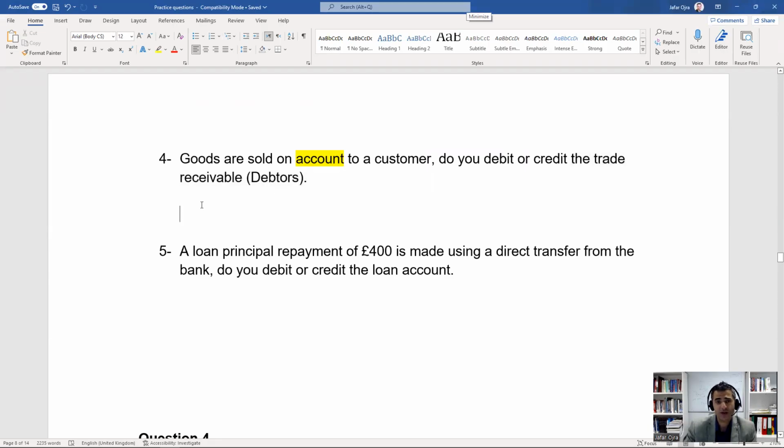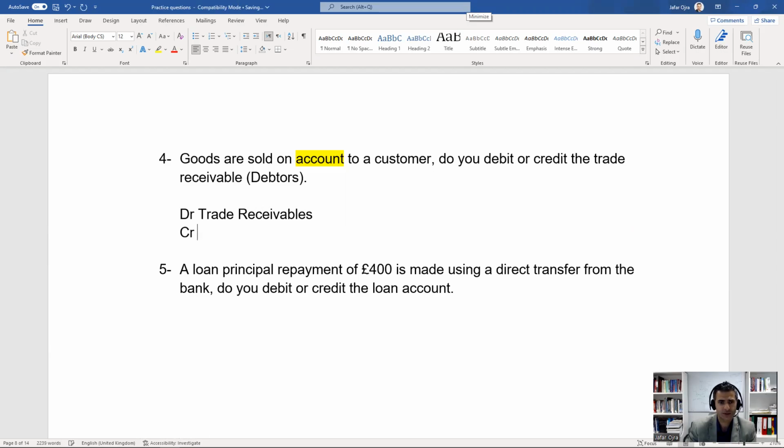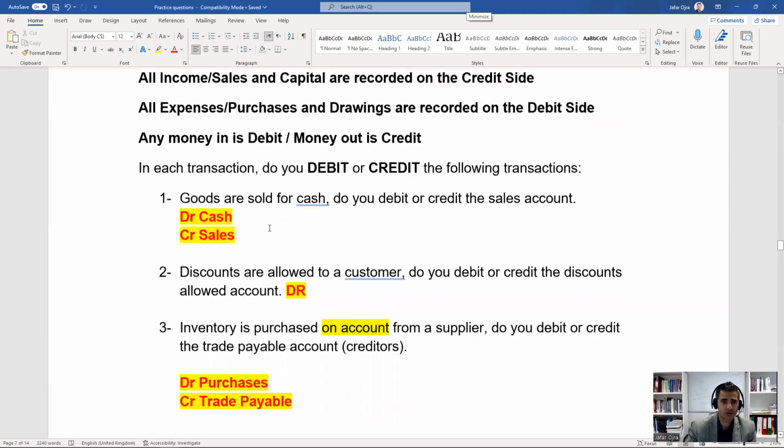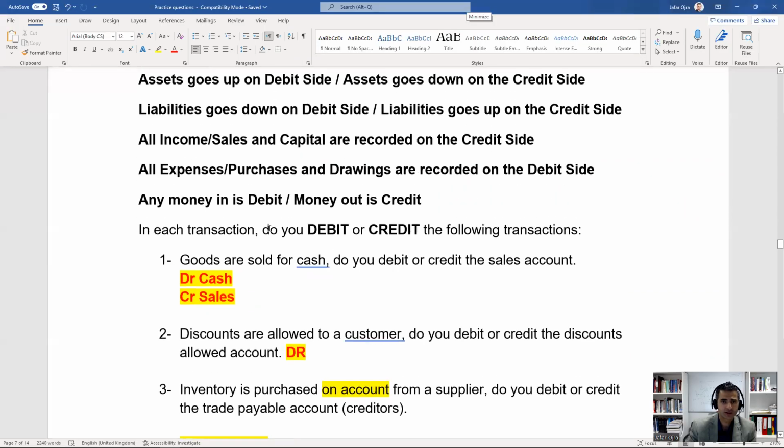So usually the accounting equation would be debit trade receivables, and a credit would be what? Of course, the sales, because goods are sold on account. Regardless of whether goods are sold on account or for cash, sales is always a credit, according to rule number 4, if you remember, or number 3.